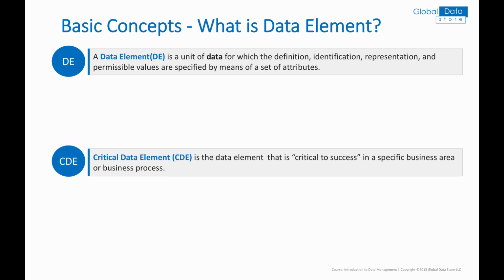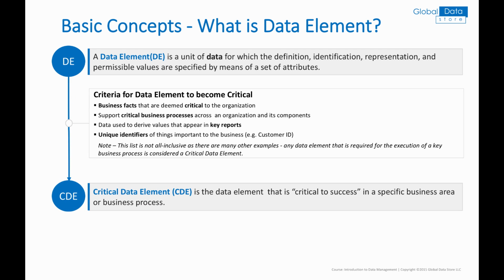What is the criteria for one data element to become critical? One data element can be considered as critical if it refers to: 1. Business facts that are deemed critical to the organization. 2. Support for critical business processes across an organization and its components. 3. Data used to derive values that appear in key reports. 4. Unique identifiers of things important to the business, for instance, customer ID.